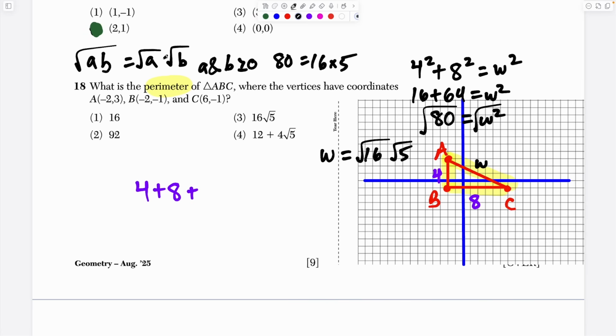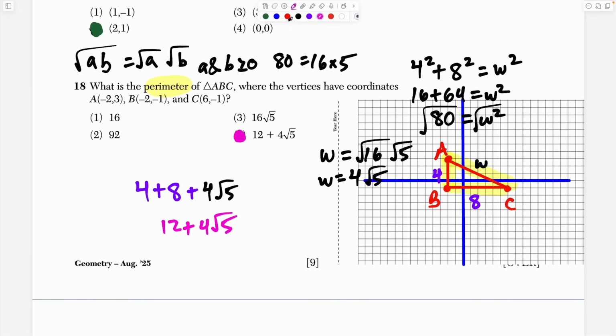You could split up a radical like this. So that's what's happening. And then here, w equals the square root of 16, which is 4, and then we have the square root of 5. So we're going to get plus 4 times the square root of 5, which when we simplify this, we have 12 plus 4 square root 5, choice 4.